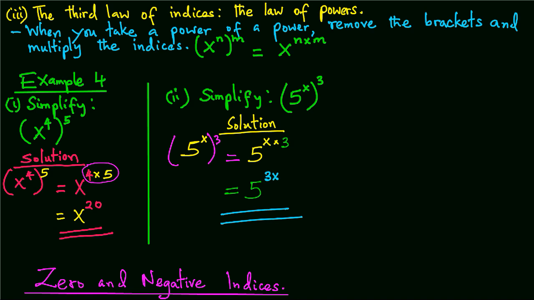In part 2, we have 5 raised to power x, then the whole expression is raised to power 3. So in our solution, we are going to have 5 raised to power x times 3. We multiply the indices, which will give us 5 raised to power 3x.